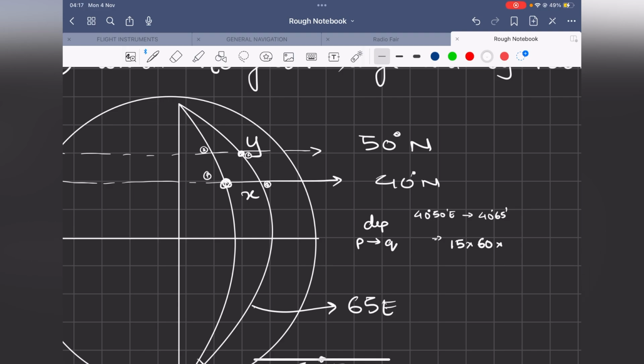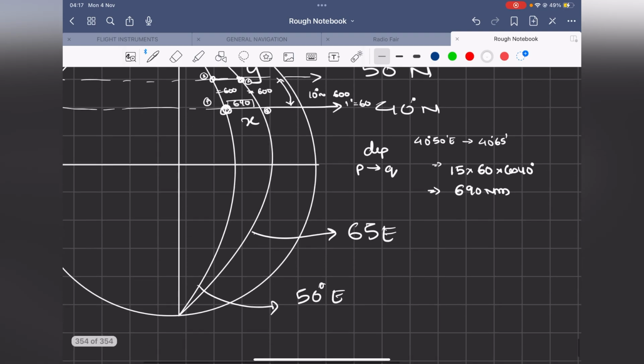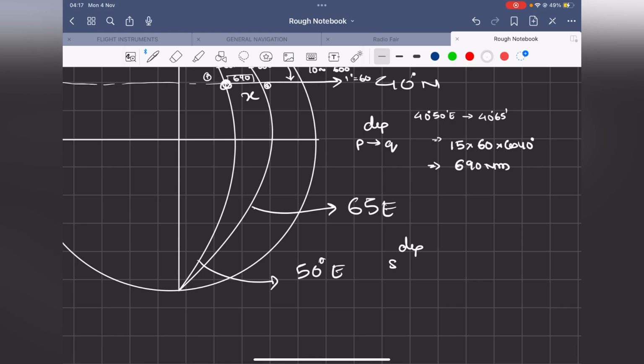What is my cos of lat? Cos of 40 degrees. So what do I get my departure to be? My departure comes out to be 690 nautical miles. So this leg is 690. I know this is 600 and I know this is 600. Why? Because there's a 10 degree difference in change of latitude, and 10 degrees equates to 600 because 1 degree is equal to 60. Then let's calculate departure between point S and R.